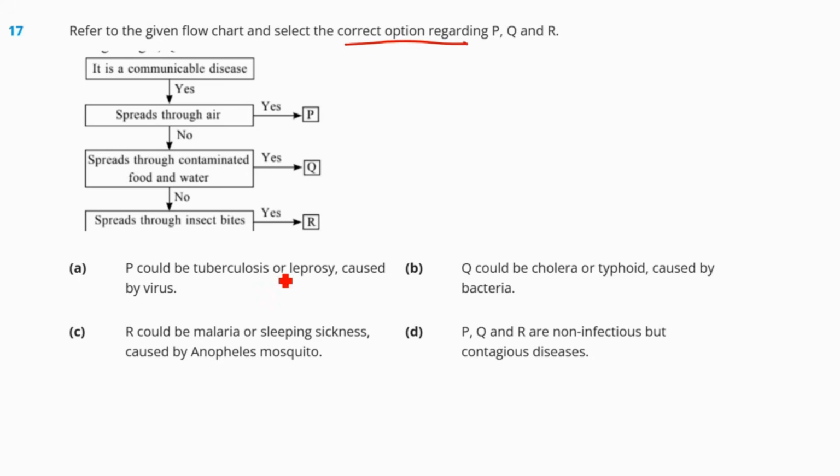A says P could be tuberculosis or leprosy caused by virus. This is wrong. P is tuberculosis, caused by virus? It is not caused by virus. It is caused by bacteria. So this is a wrong statement. Q could be cholera or typhoid. Correct. Caused by bacteria. This is a correct statement. R could be malaria or sleeping sickness. Yes, malaria is caused by the Anopheles mosquito, but sleeping sickness is caused by the tsetse fly. So this is a wrong statement. P, Q, and R are non-infectious but contagious. This is also a wrong statement. So our correct answer is option number B.